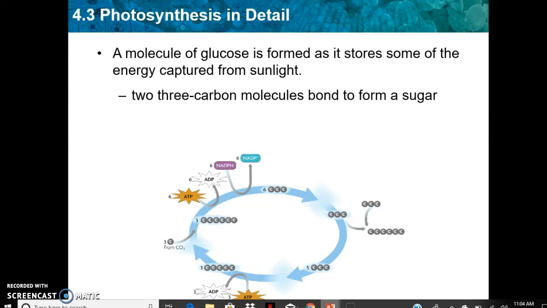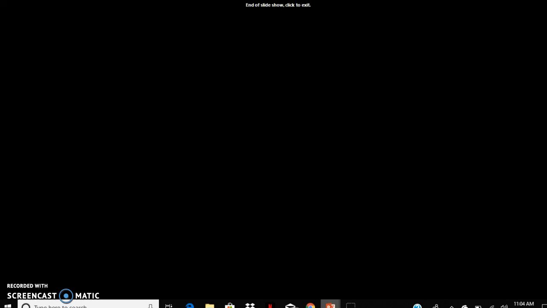Okay. So again, this is what's happening over here. 2 3-carbon molecules are going to bond to form a sugar. And we said one of these 3-carbons stays in the cycle, one of them goes outside of the cycle and waits on a friend. And then the two of them make the 6-carbon sugar. Just saying the same thing again here. And then that takes us to the end.